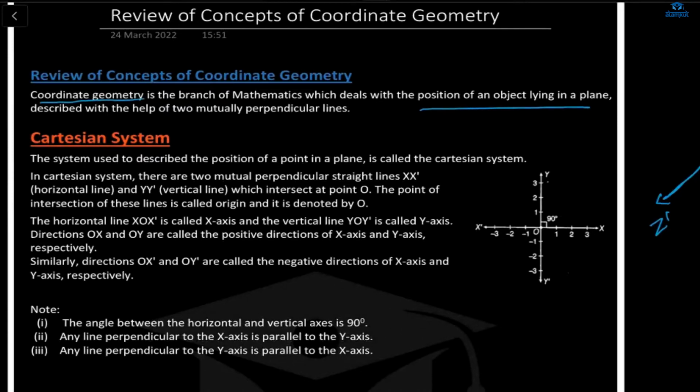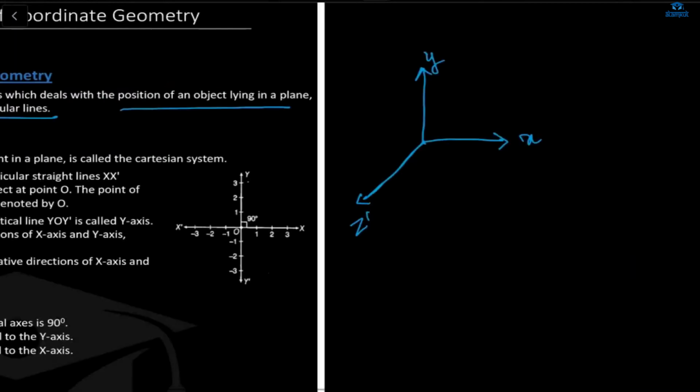Now, how can we describe the position of an object in a plane? By using the x and y axes. Okay, two mutually perpendicular lines. With the help of two mutually perpendicular lines, and the names of these two mutually perpendicular lines are x-axis and y-axis. The full x-axis you can represent as X O X dash. Okay, this I will erase. This will be a confusion.